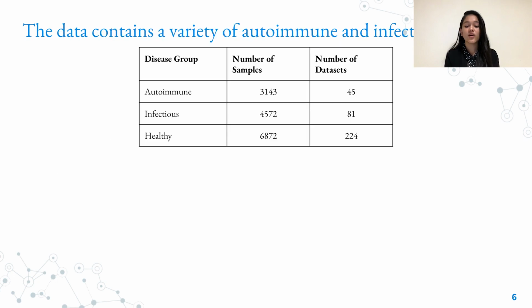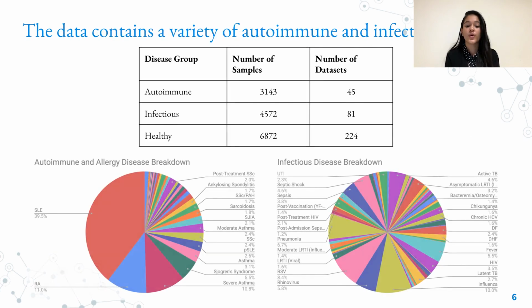We can see that there is also a lot of heterogeneity within the autoimmune and infectious disease categories. This allows the signature to pick up on overarching patterns and be more generalizable across all autoimmune or infectious diseases.